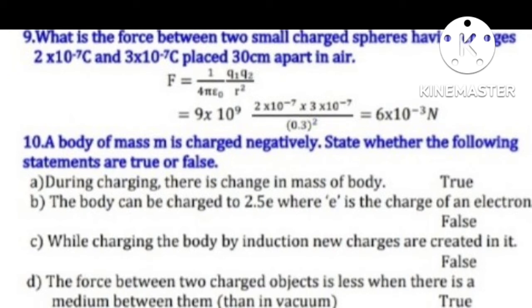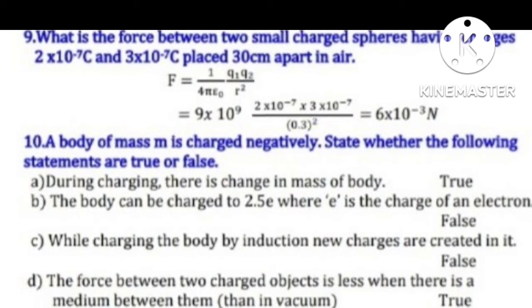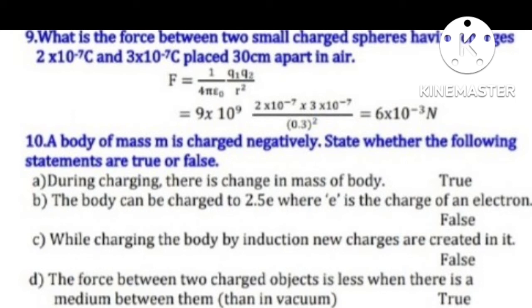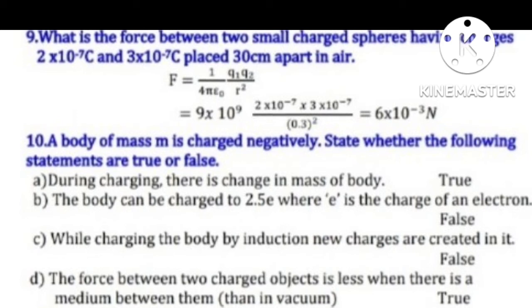Now the second statement is, the body can be charged to 2.5 e, where e is the charge of an electron. This statement is false because the charges are always quantized. That means the charge possessed by any body will be an integral multiple of plus or minus e. That is, q is equal to plus or minus ne. Therefore, the charges will never exist as fractions.